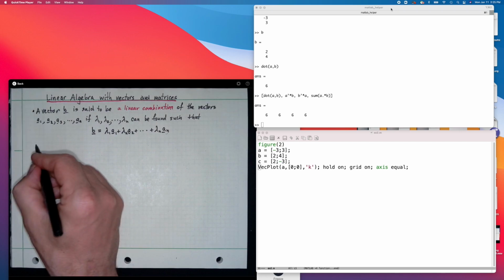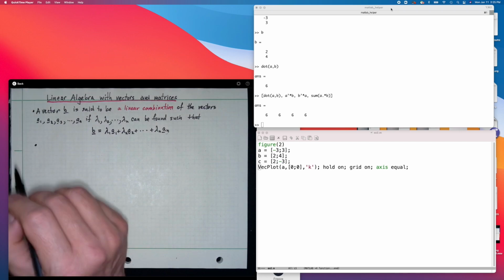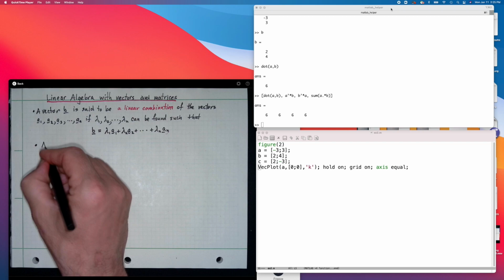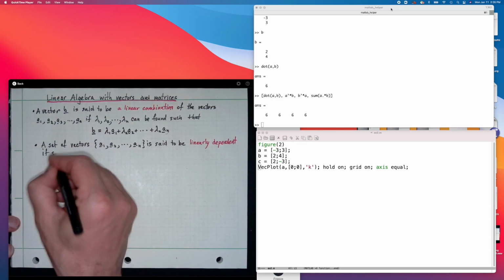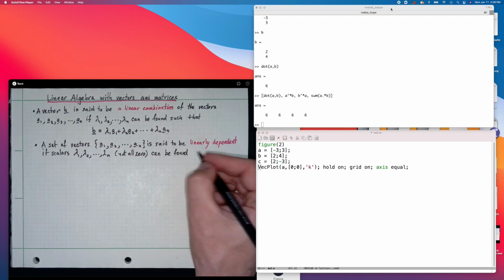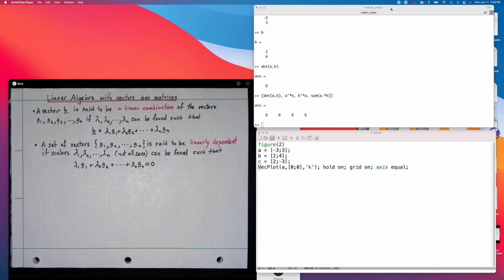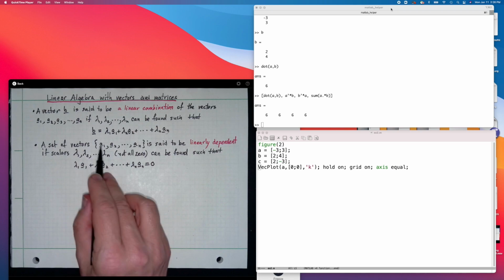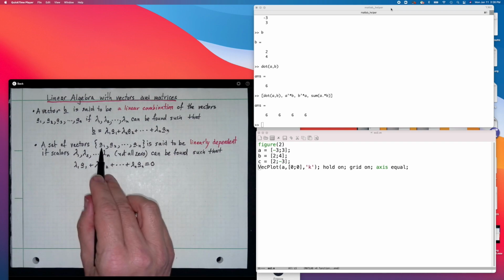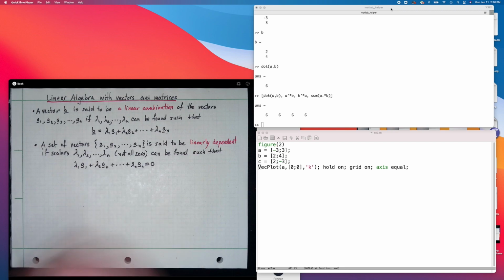And then this brings in the concept of a linearly dependent set of vectors. So we say that a set, if we can find these scalars and they're not all zero, in such a way that we can take a combination of the A's and get zero, then we say that the vectors are linearly dependent.